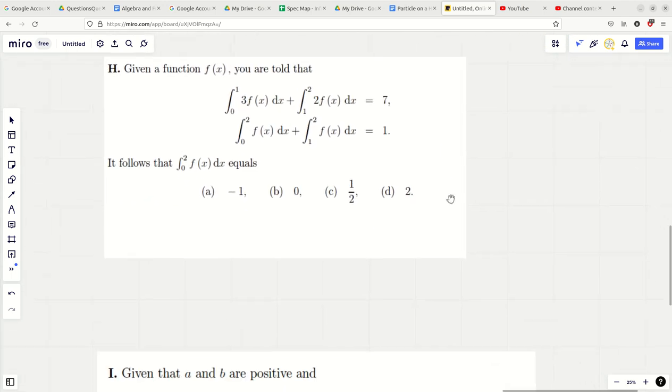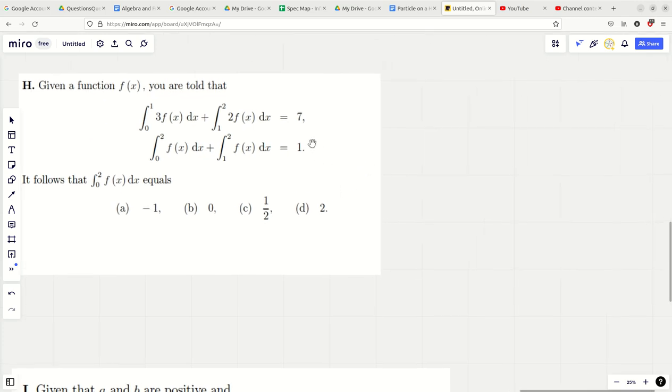Okay, so H. This one's more interesting. My first thought was, well, it looks like simultaneous equations, doesn't it? They've even laid it out like that. So what I did first was subtract the equations. So I did the integral from 0 to 1 of 3 f of x dx, I took the 3 out, who wants that hanging around inside, so the integral from 0 to 1 of f of x dx, minus the integral from 0 to 2 of f of x dx. So I've done that one minus that one.